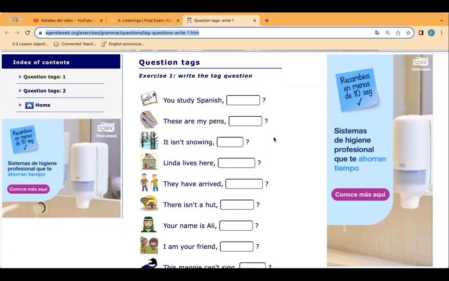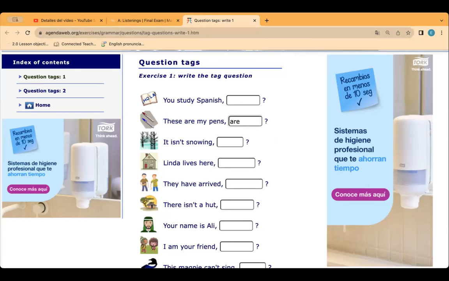So, number one, you study Spanish, don't you? Good. What about number two? Aren't these? Good. I'll write it down just so that we don't forget. It isn't snowing, isn't it? I don't agree with number two. Okay. What do you think is number two? These are my pens, aren't they? Because pens is plural. The word is this. Okay. Good. No problem.